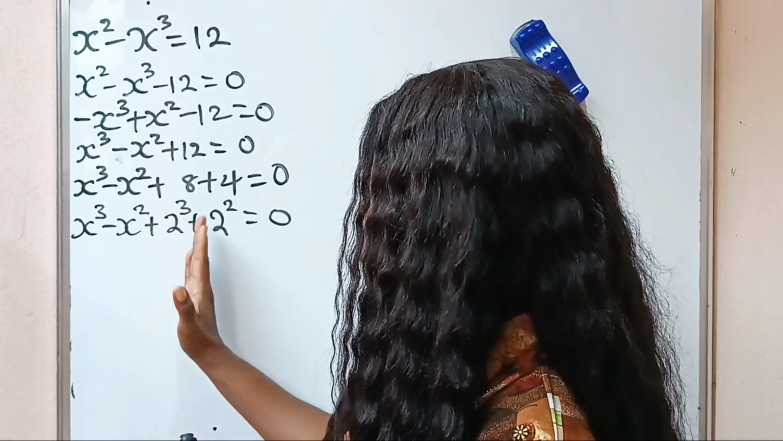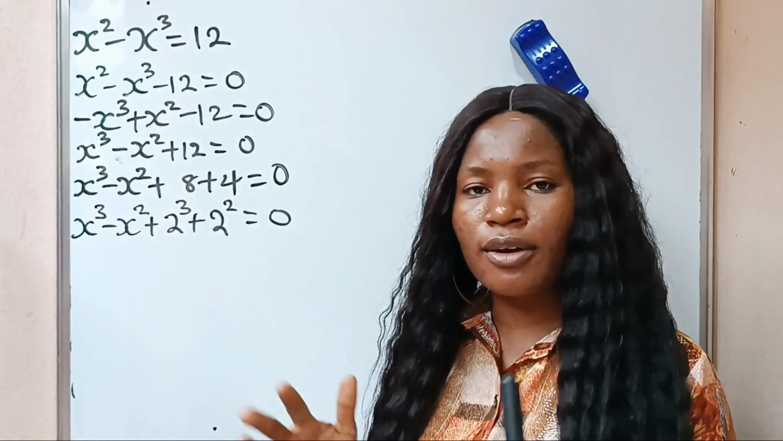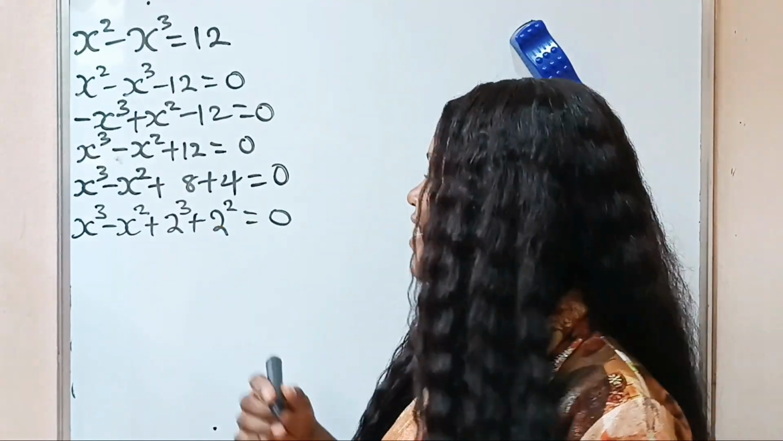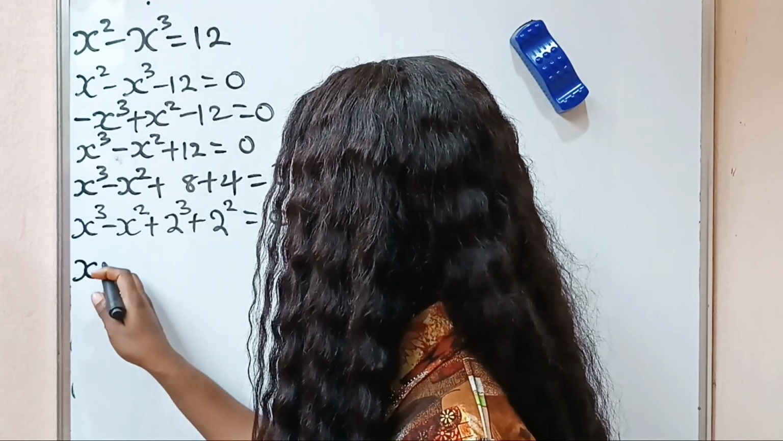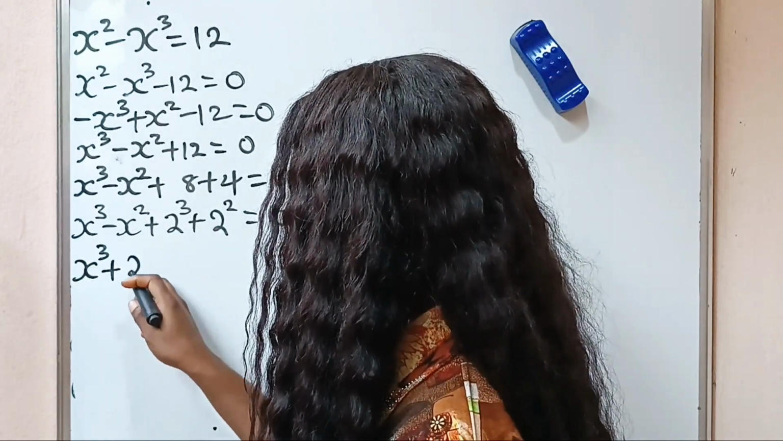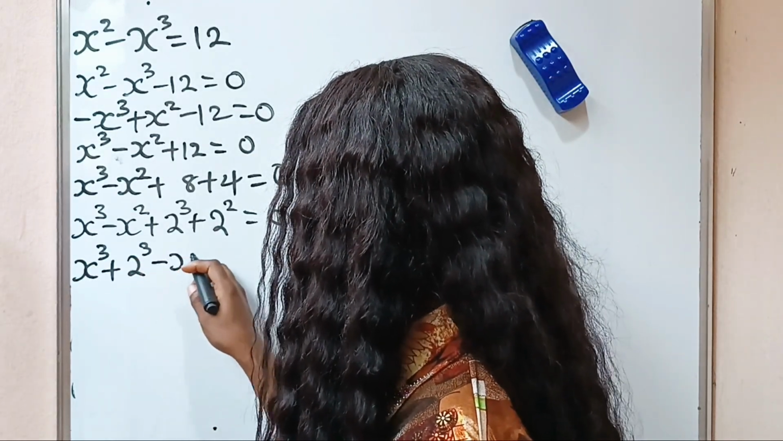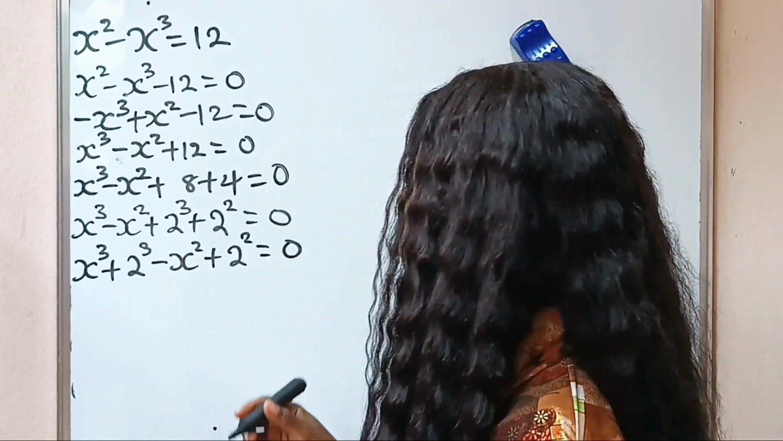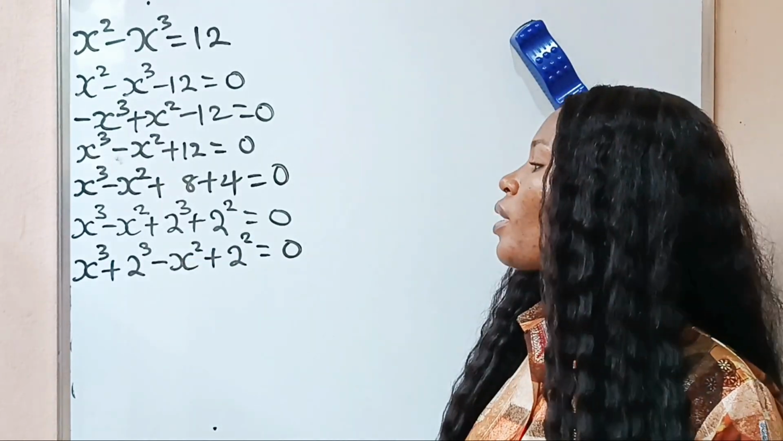Now let's bring them together. Cube and cube and square and square. Let's bring them together, okay? So we have x to the power of 3 plus 2 to the power of 3 minus x squared plus 2 squared is equal to 0.